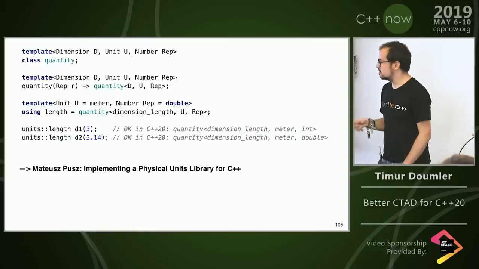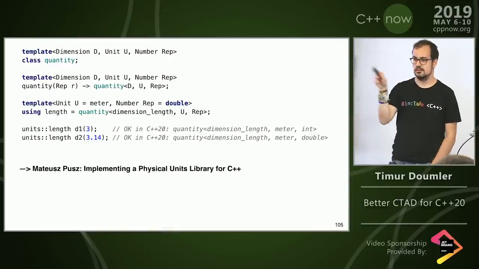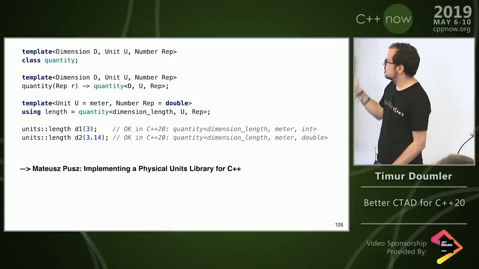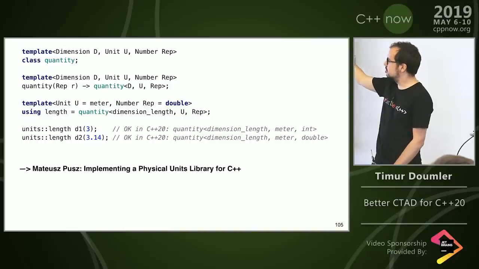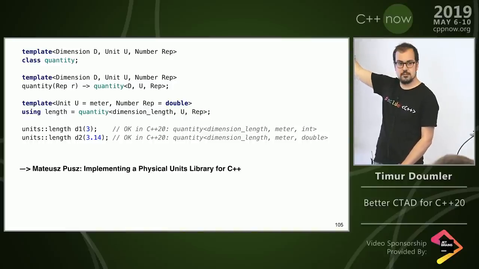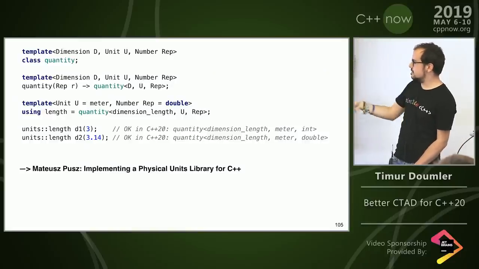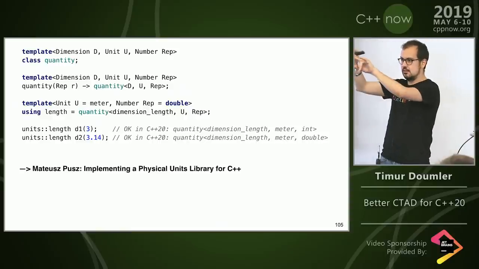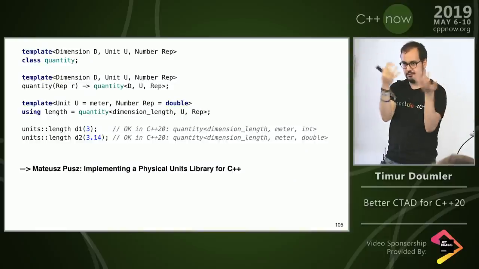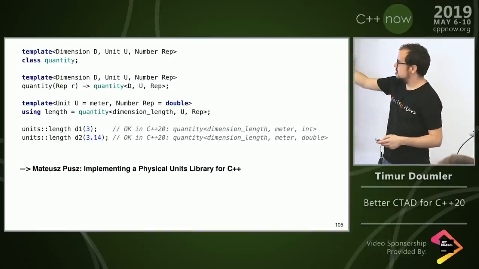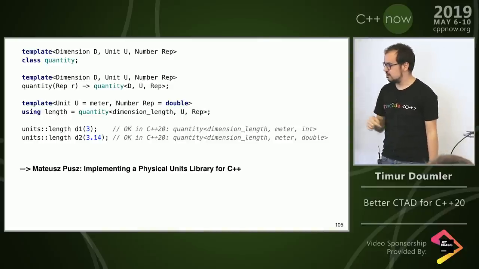And here's another example from the talk just before the lunch break. Who was in this talk? By Mateusz? Yeah, so you have seen this code then. He has this units library, and he found it very frustrating that if you have this generic quantity template, and then you have this template alias, which describes a length. What aliases typically do is take the template parameters and fix a subset of these parameters to something, and the others will still be template parameters. But then CTAD doesn't work in 17. In 20, it will work thanks to this addition.